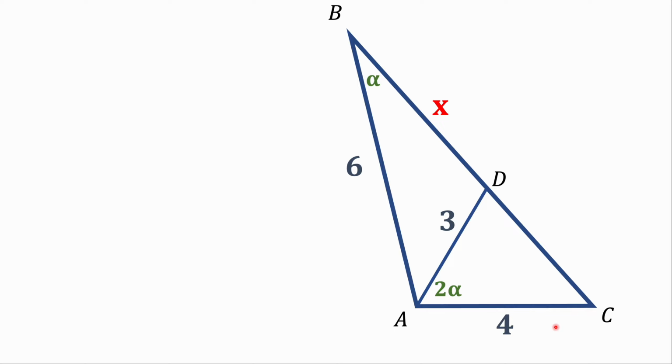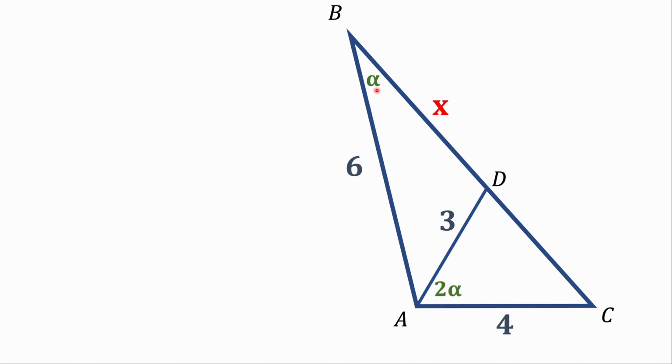We have a funny little problem here. We have a triangle ABC. Inside of this triangle, we have a segment AD, and the angle DAC we get is double the angle B.